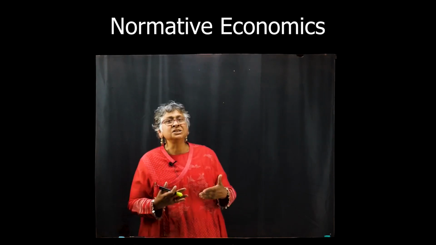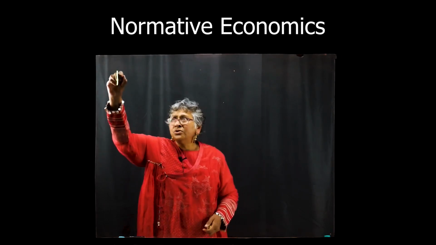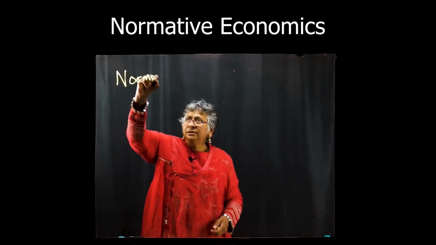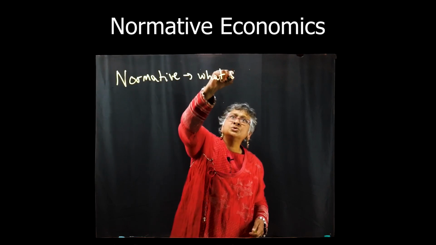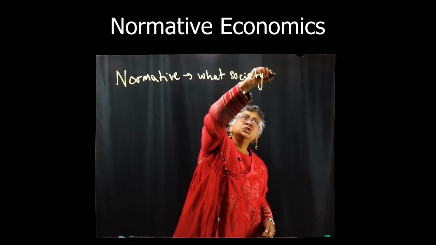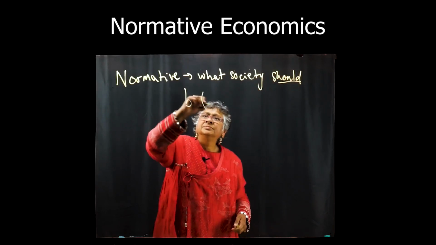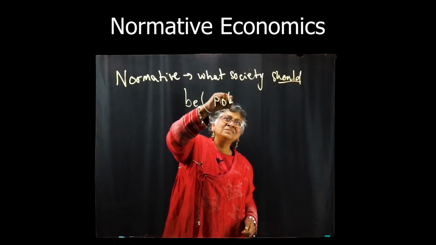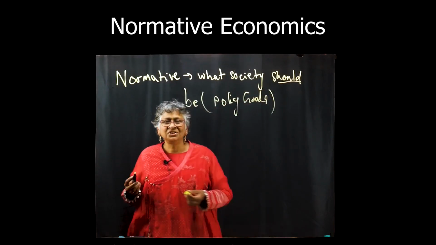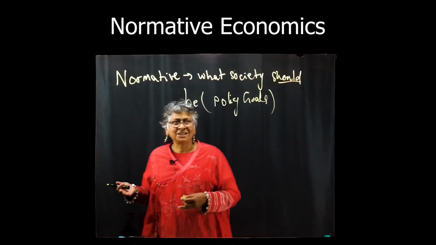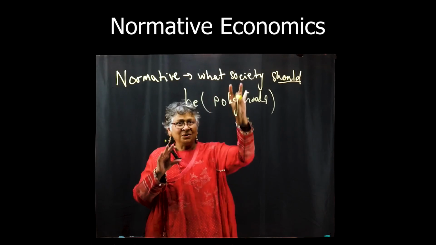So we're going to start our discussion of the positive normative distinction with the normative side. So the normative side is your what society should be. This is sometimes also called your policy goals. What do you want to achieve? Why do you want to change the economy? Why do you want this policy or that policy? What are your goals for a policy? So that's how it usually works.